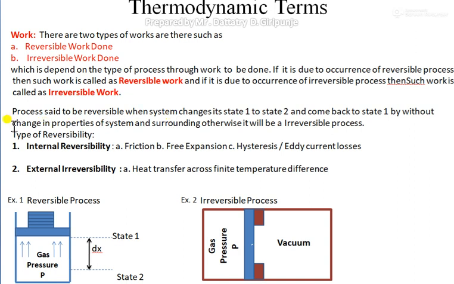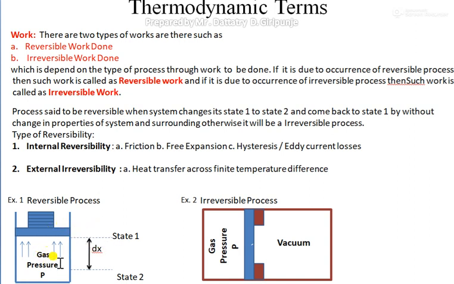Now there are two types of reversibility. One is internal reversibility, another is external reversibility. What are the factors responsible for making a system irreversible, such as friction? If this piston and cylinder pair does not have friction between them, then internally the process of expansion and compression, or piston movement up and down, will be reversible. If there is no free expansion, and hysteresis or eddy current losses are not there, then we can say the system is internally reversible.